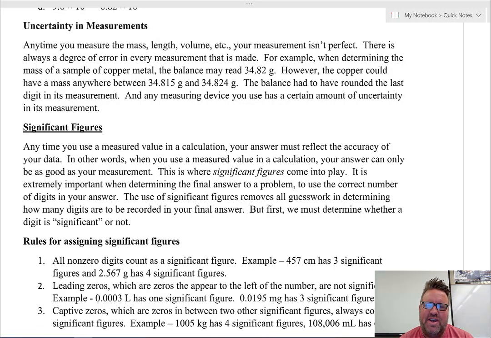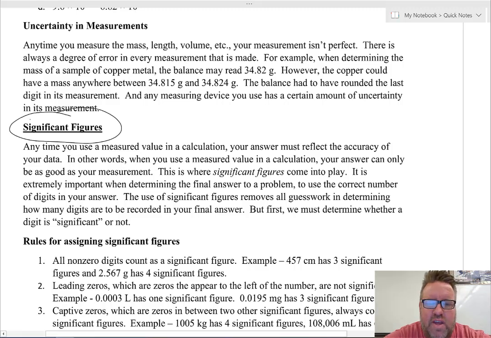Anytime you measure something in science or in real life, there's always an error of measurement. So you step on the scale in the morning, and it gives you a number. Every time you measure something, it has to round that number. So anytime you're doing some type of calculation with those numbers, you have to take into consideration how many numbers you're starting with. Okay, and what that has to do with is something called significant figures.